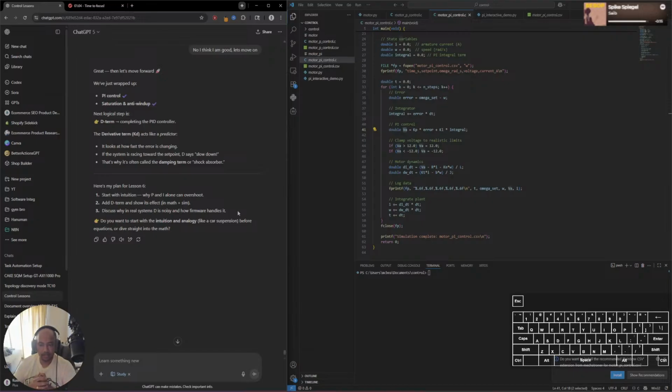Alright, I guess we're moving on to lesson 6. That was lesson 5. PID's almost covered. Start with intuition, why PID alone can overshoot. Derive the D term, show its effects in math plus simulation. Discuss why in real systems D is noisy and how firmware handles it. Do you want to start with the intuition analogy, like a car suspension, before equations, or dive straight into the math? We will dive straight into the math in about 30.